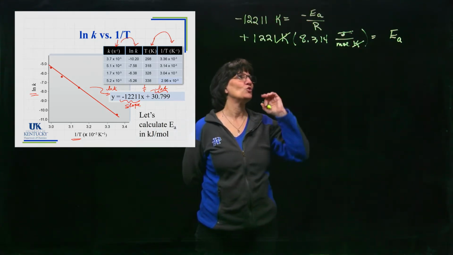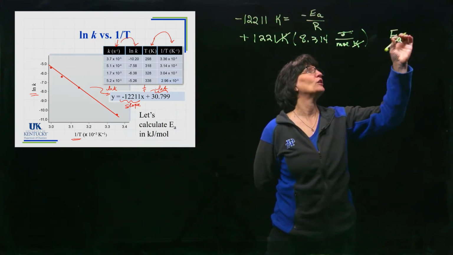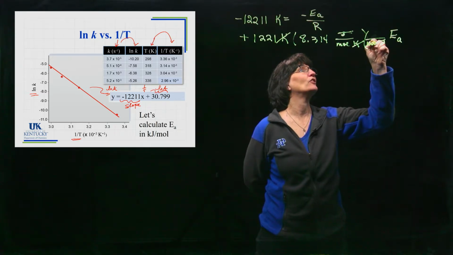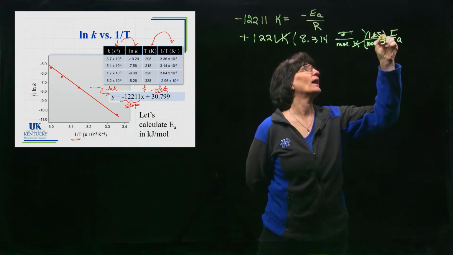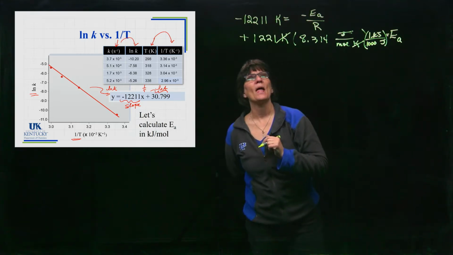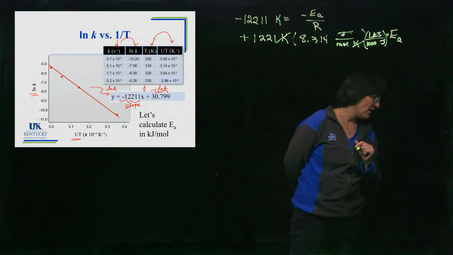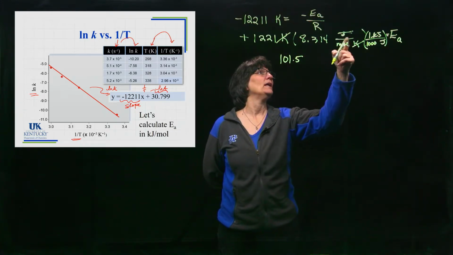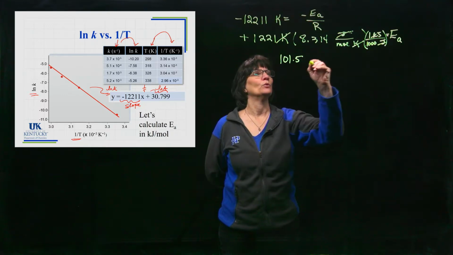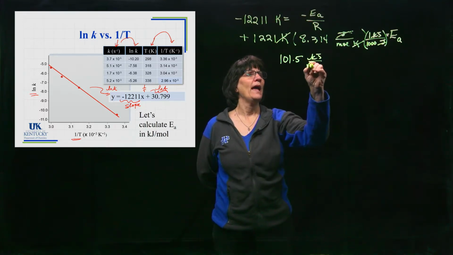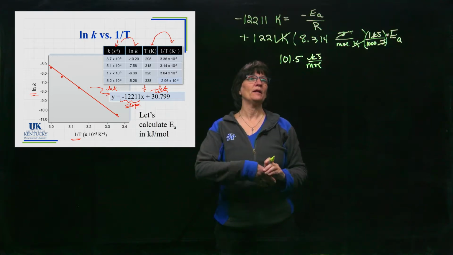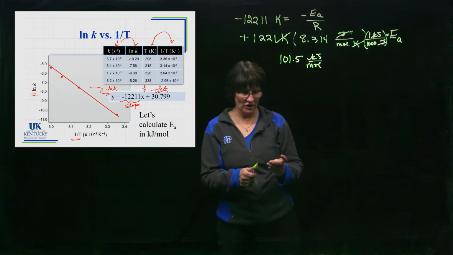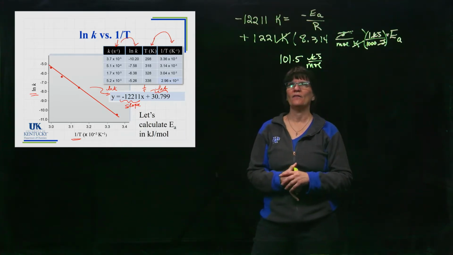Usually we don't want to leave it in joules per mole, so let's move this over a little bit and divide by 1,000, and that equals E sub a. All of that worked out gives me a value of 101.5, in units of kilojoules per mole. And I will tell you that very typically in the hundreds range is a very typical activation energy for a reaction, so I like that number.